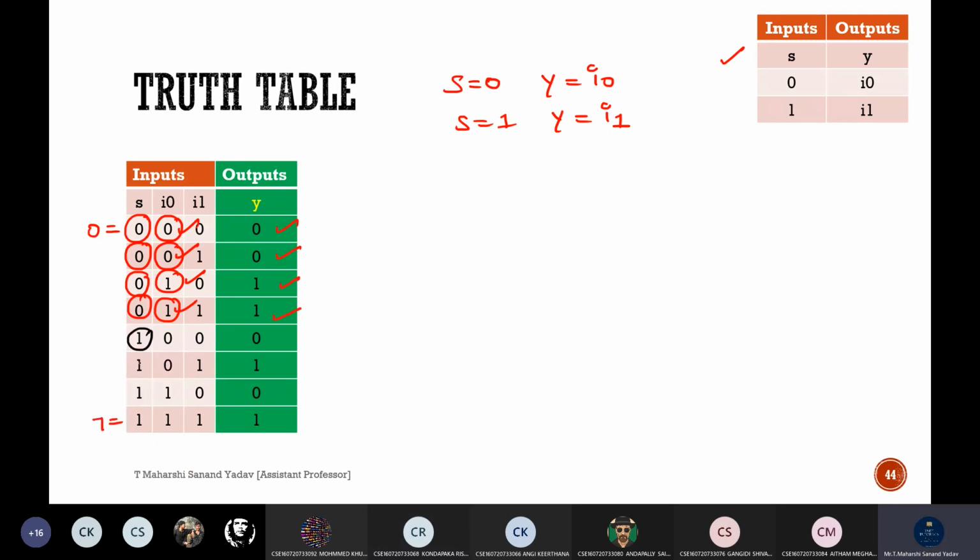Next, if S is equal to 1, in these 4 cases, output should be I1. So whatever you are applying at I1 is the output. These are the I naught, I1 inputs: zero one. So you'll get output as 0, 1, 0, 1.